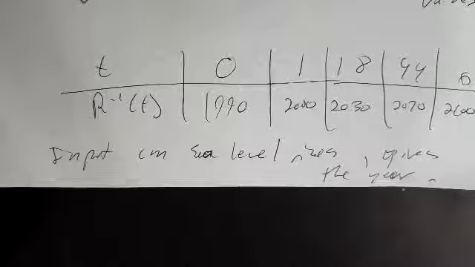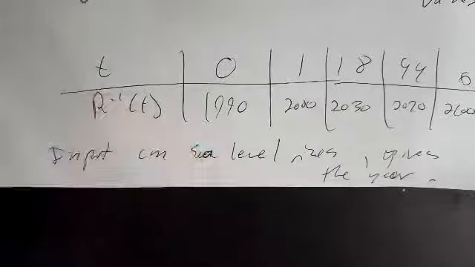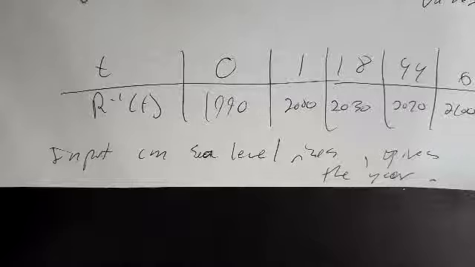Tell me what you're inputting, tell me what you're outputting, and I think you'll probably get most credit for interpreting the thing, right? Basically, your output from the previous one is going to become your input and vice versa, right? We're swapping our input and our output. If you give me a sea level, I can give you the year that it was at that sea level.